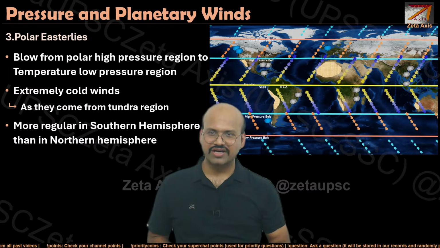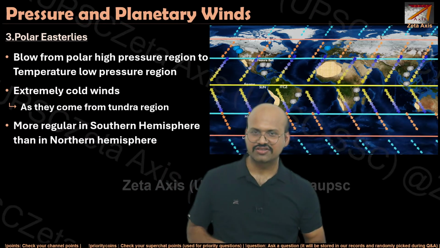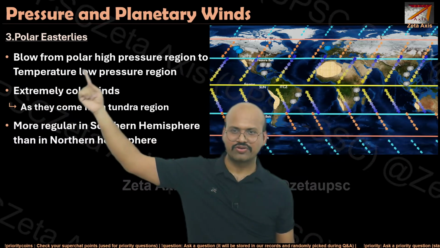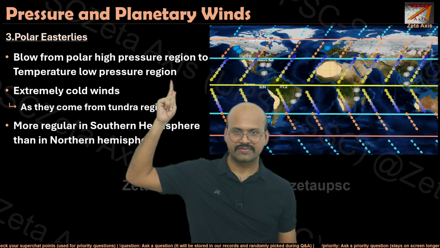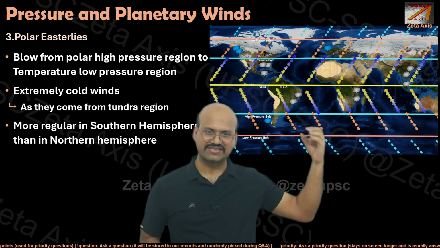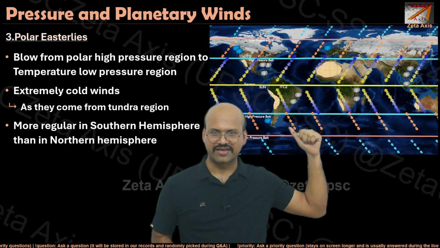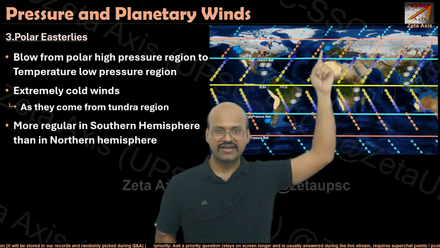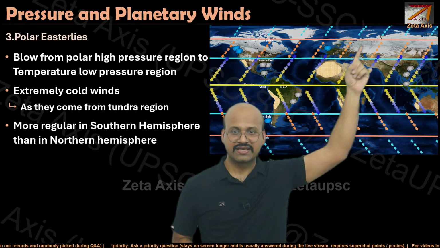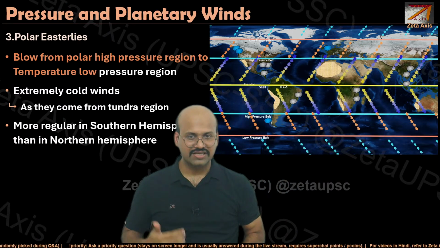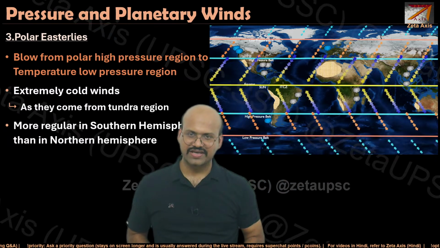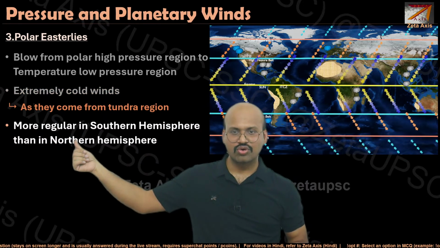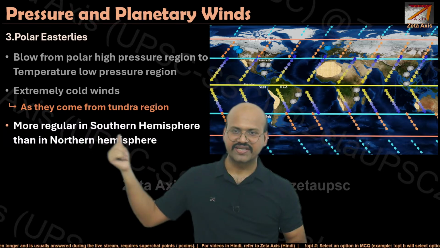Now we come to the third planetary wind, that is polar easterlies, and they will blow from polar high pressure region to temperate low pressure region. So we know that at the poles there is this high pressure, which we have seen earlier in this video. So from that polar high pressure, the winds will move towards the temperate low pressure region. These are very cold winds. Obviously, they are coming from the polar region, that is why they are very cold winds, and they come from the tundra region. They are more regular in the southern hemisphere than in northern hemisphere.